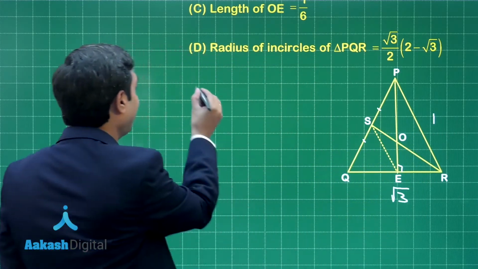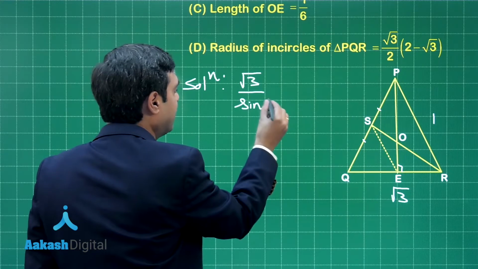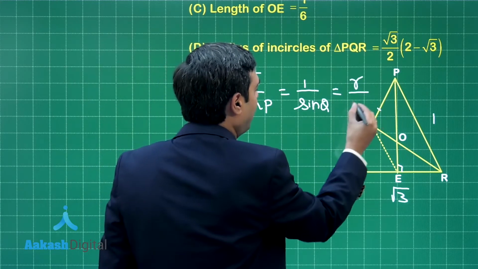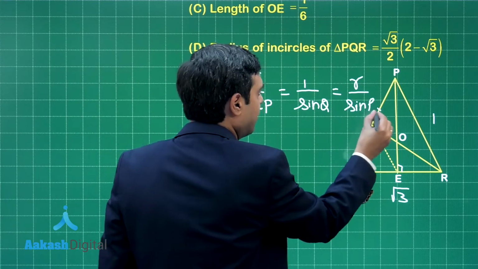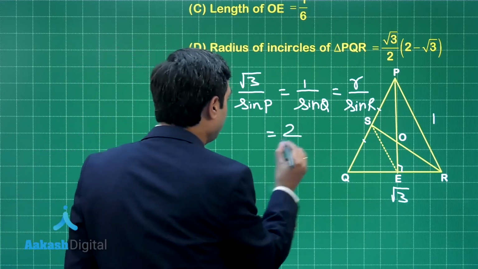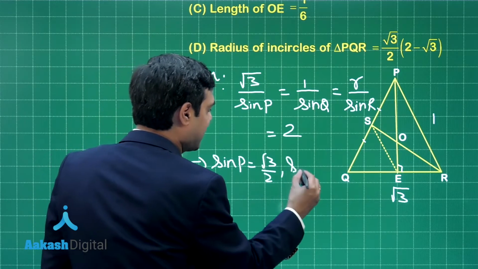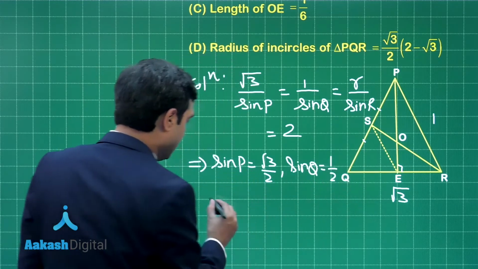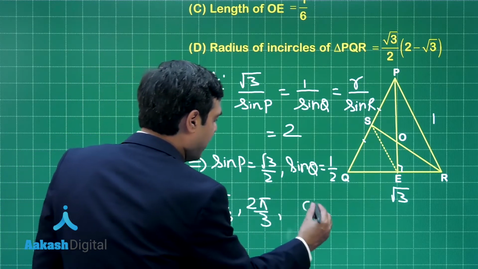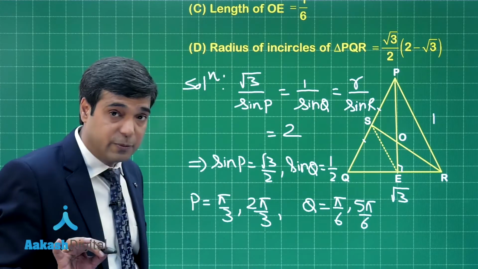That's clear. Now, if I apply the sine rule here, I can say root 3 upon sin P is equal to 1 upon sin Q is equal to r upon sin R is equal to 2R, where R is the radius of the circumcircle, so it is equal to 2. So from here I obtain sin P is equal to root 3 by 2 and sin Q is equal to 1 by 2. So the possibilities for P are pi by 3 and 2 pi by 3, while for Q they are pi by 6 and 5 pi by 6. This point is clear? Okay.